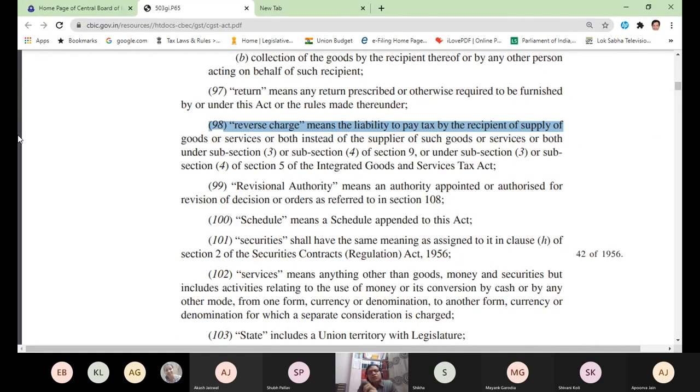That is why the Act also defines reverse charge in this way: reverse charge means the recipient will be liable to pay tax to the government of India and not the supplier, as per the provisions mentioned under these sections. I hope the point is clear. So I have covered with you the definition of reverse charge and I told you the procedure also.